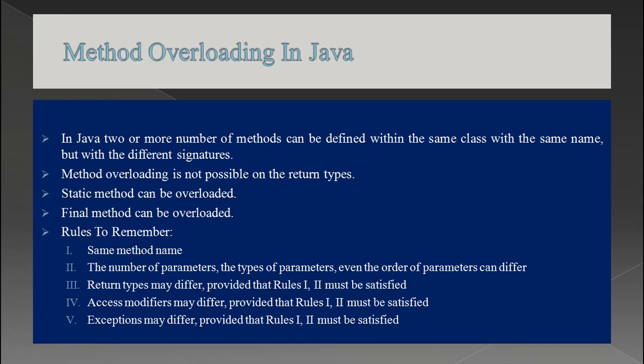So now you can understand the rules. Also, you have to note that a static method can be overloaded and a final method can be overloaded. You can see that our methods are static methods. The add methods, all the methods are static. Also, if we make it final, you can test it on your own for practice. The final method can also be overloaded.